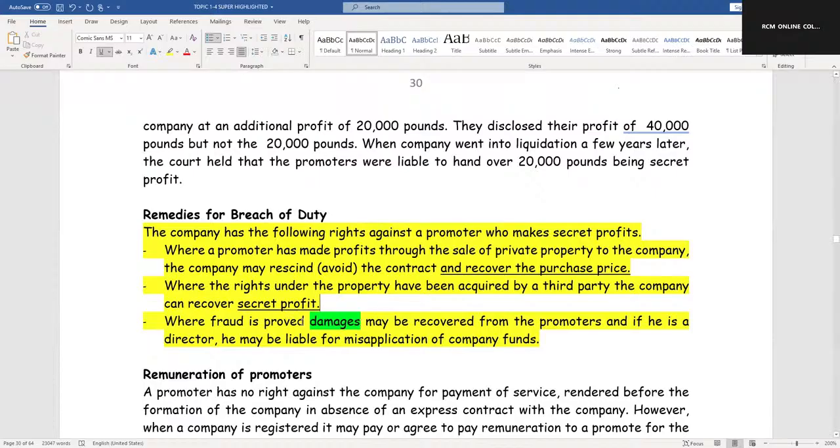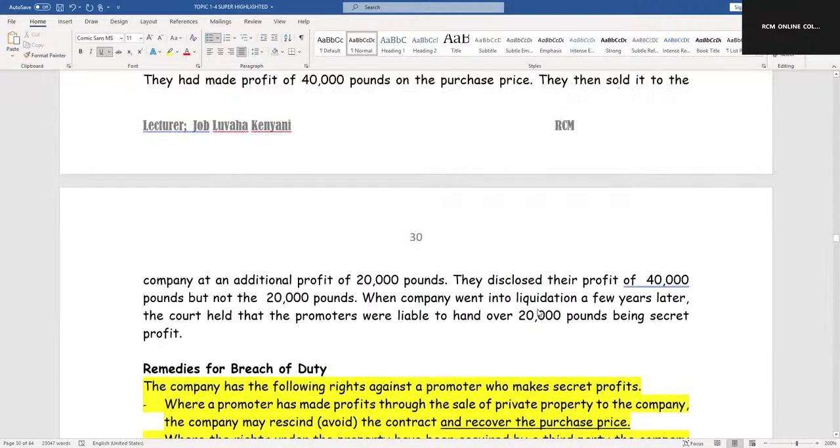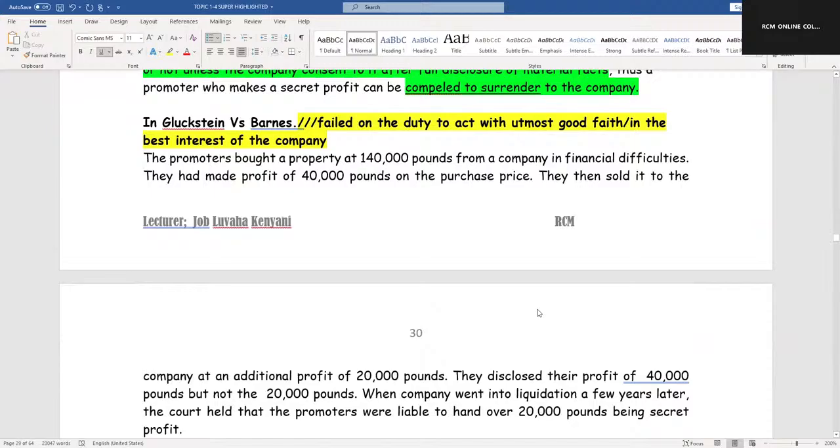So where the fraud is proved, damages may be recovered from the promoter, and if he's a director, he may be liable for having misapplied the funds of the company. For example, if the promoter breaches the duty of utmost good faith, or the duty to act in the best interest of the company. Those are the remedies that would arise.